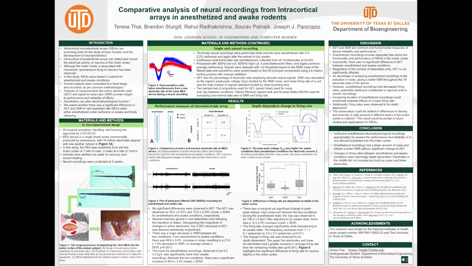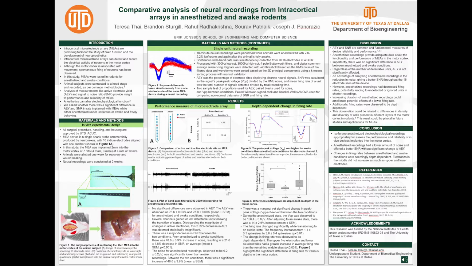to awake neural recordings. In the study, we used active electrode yield, or AEY, and signal-to-noise ratio, or SNR, to measure the performance and reliability of the MEAs. The goal of the study is to investigate whether there will be a significant difference in neural recordings for MEAs connected to the motor cortex while anesthetized under isoflurane or awake and freely moving.